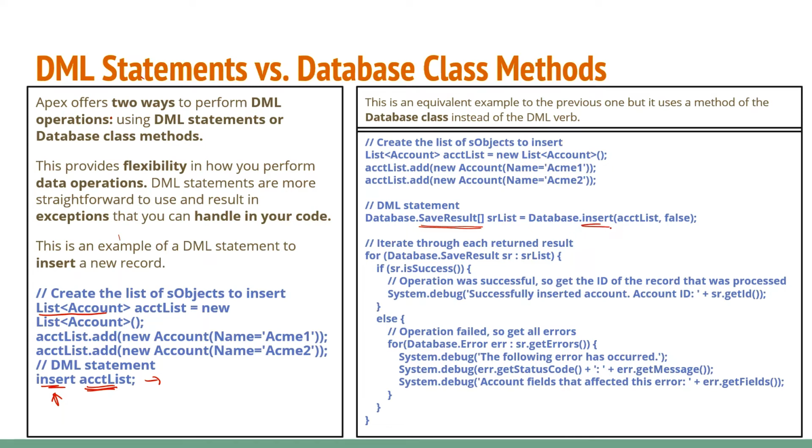So insert is now a method of that particular Database class. This is the name instance. Account list we are passing. So this list we are passing here and we are setting the second parameter to false. Why are we setting it to false? If some of the records fail due to some validation or something else, then not all of the records will be rejected; the records which meet the criteria will be inserted.